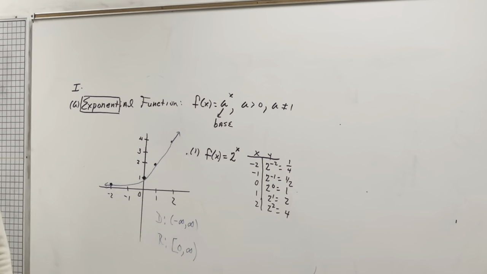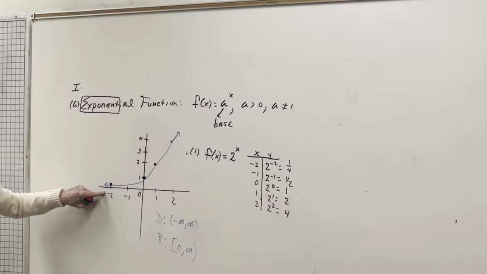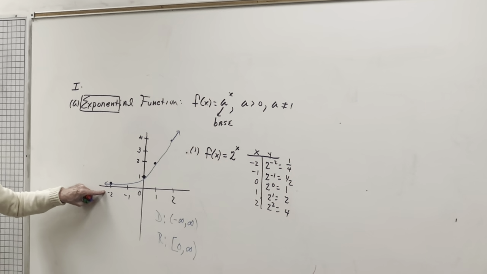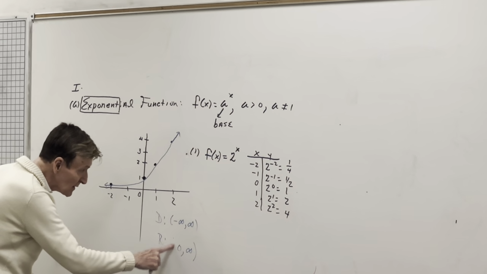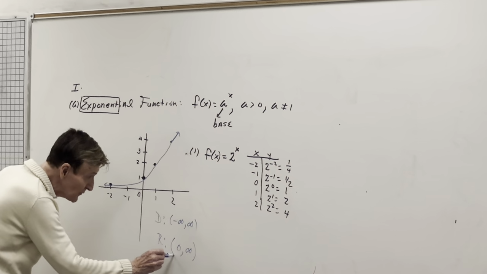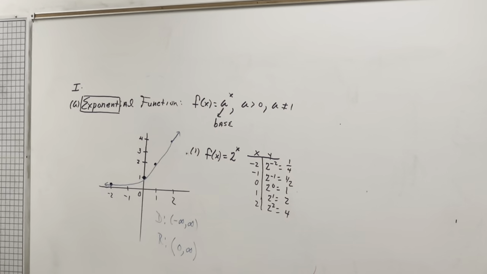Look at it. That's a key point about the exponential. Out here, does it actually touch the x-axis, or does it just get close to it? That's what I want to hear. Should that be open? Does it ever touch the x-axis? It never touches the x-axis. So the range, the up and down, is up from close to 0. In truth, isn't it? Domain, all real numbers.